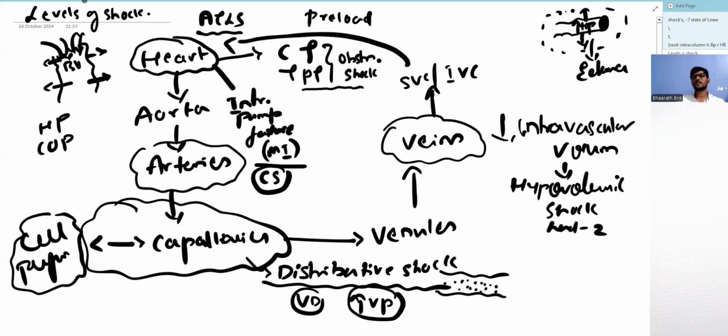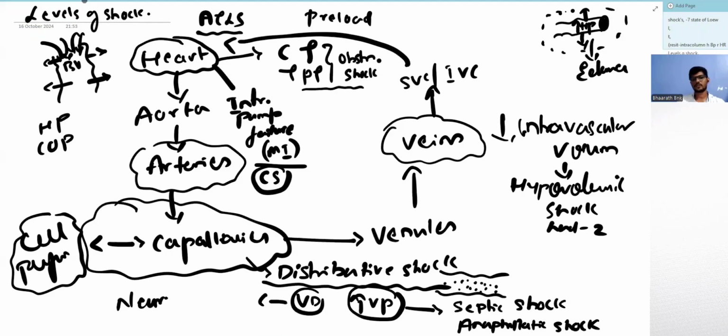Now, increased vascular permeability happens when there is damage to the capillary endothelium. The damage to the capillary endothelium happens in case of a septic shock or in case of an anaphylactic shock. But the vasodilation happens in case of a neurogenic shock or a spinal shock. Both are the same. So these are the only types of shocks which are recognized by the ATLS.